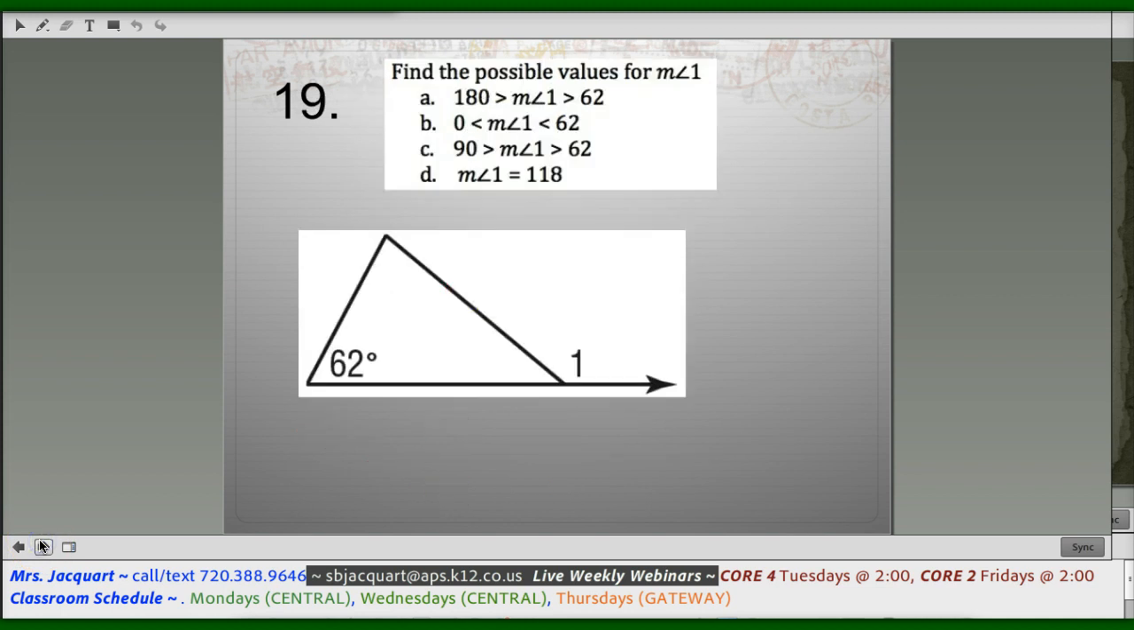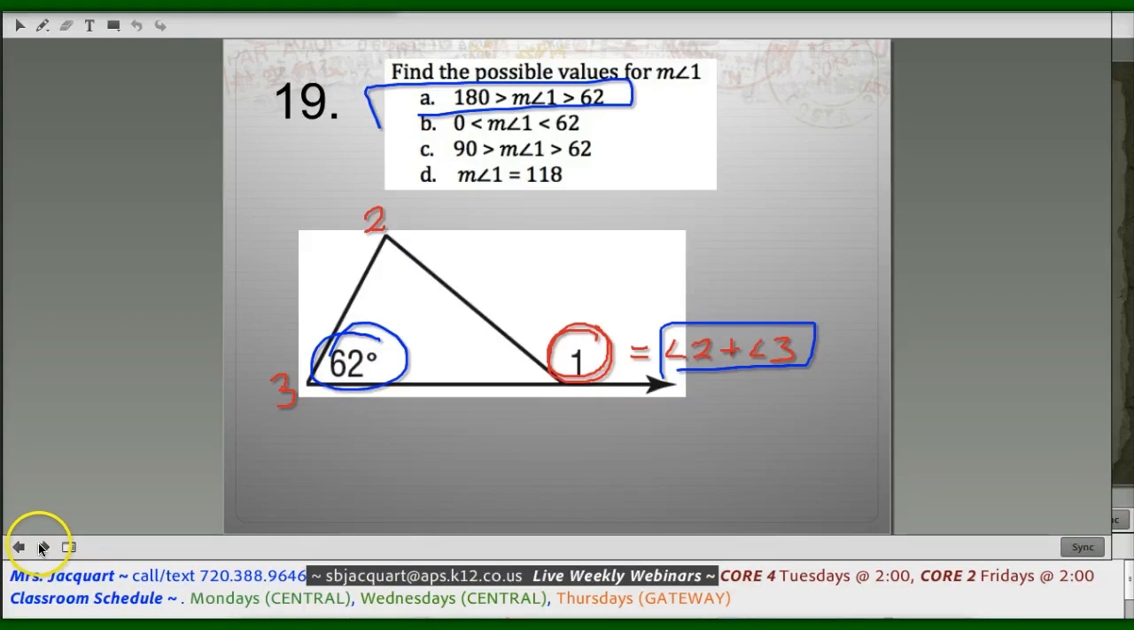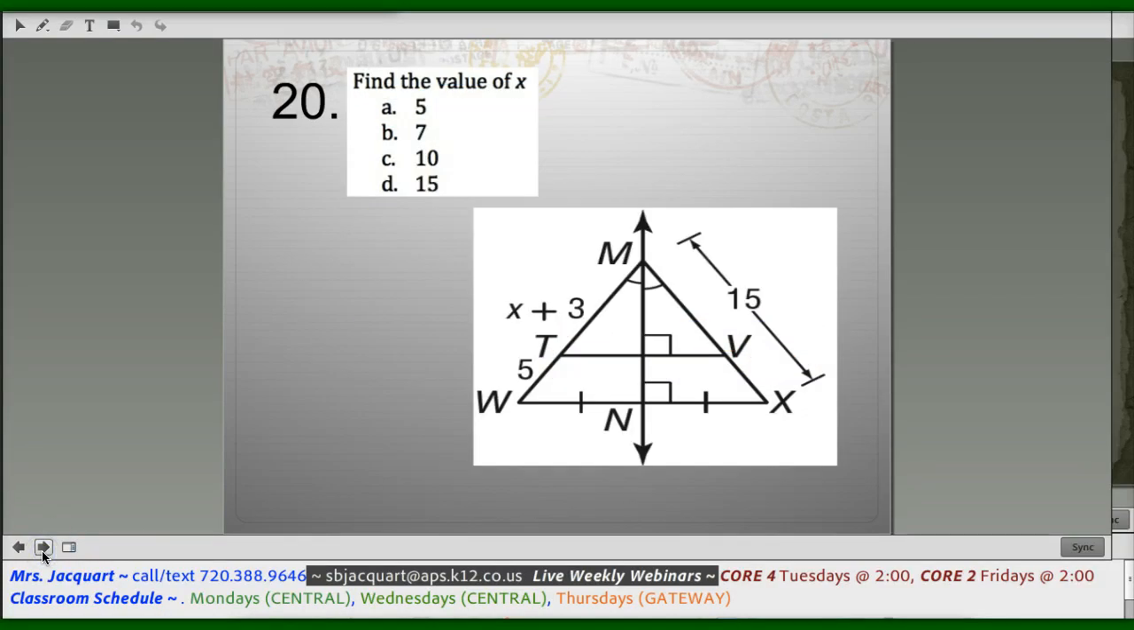Now 19, find all possible values for angle 1. Angle 1 equals, I'm going to write this as 2 and 3, angle 2 plus angle 3. That's what it equals. So what do we know? We know that it at least is bigger than 62 degrees. And it's got to be less than 180 degrees because it can't be 180 degrees, so it has to be A. There you go. And then number 20, find the value of X.